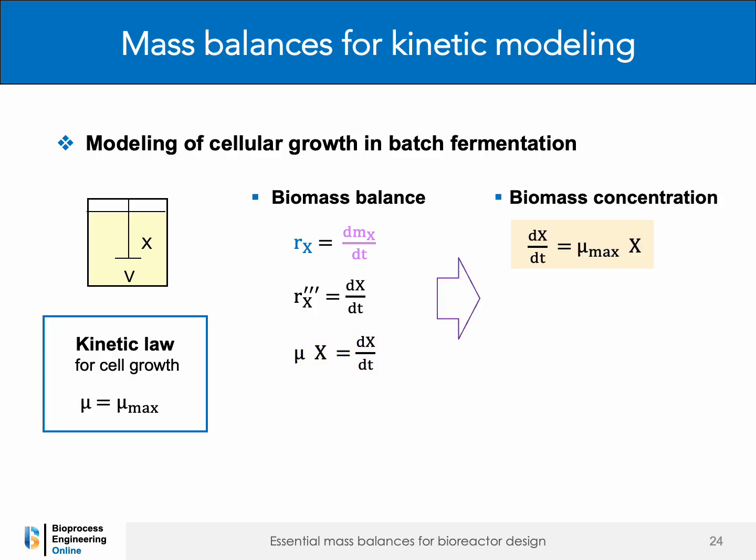Since the specific growth rate is constant at mu max, the time variation of the biomass concentration is described by the differential equation dx/dt equals mu max x. By integration, starting from an initial biomass concentration x0, the biomass concentration as a function of time becomes x equals x0 exp(mu max t). This equation describes the exponential increase of biomass concentration during the growth phase.